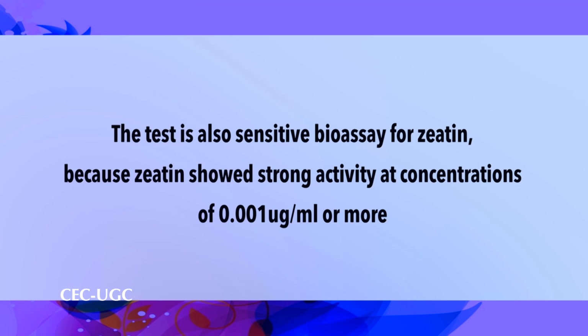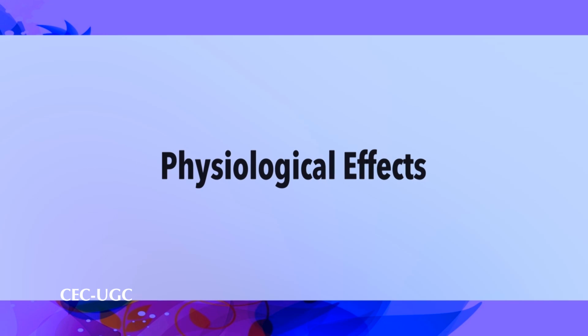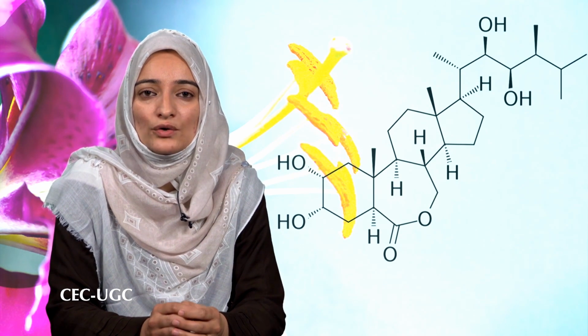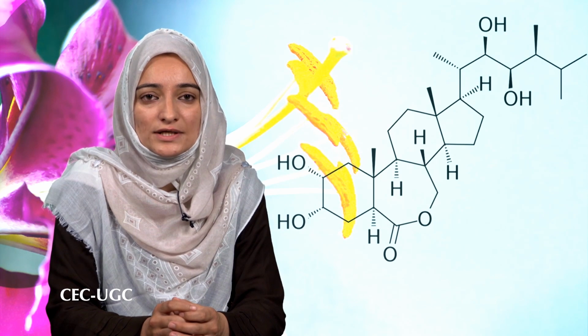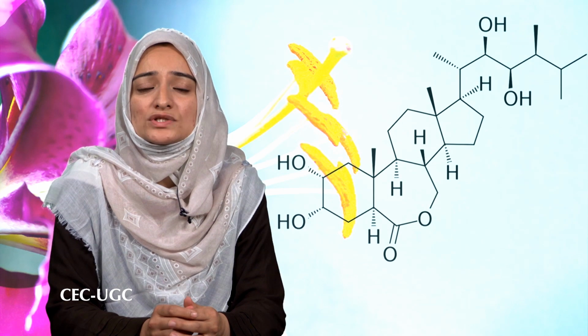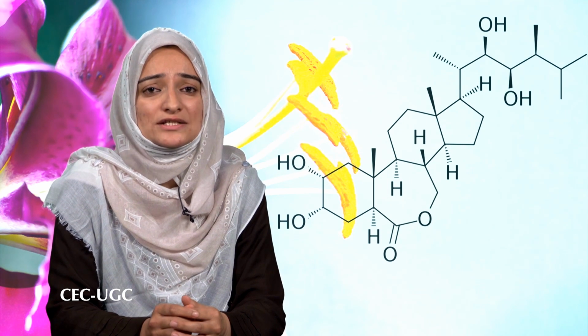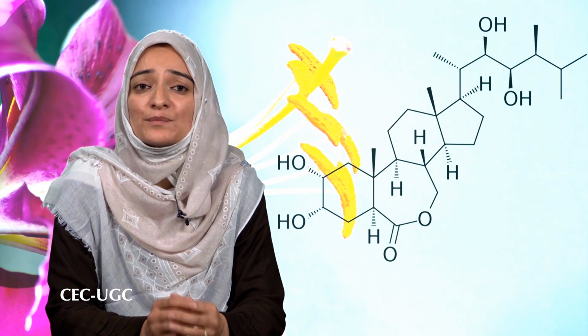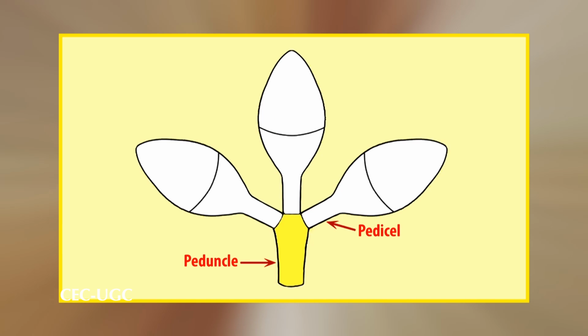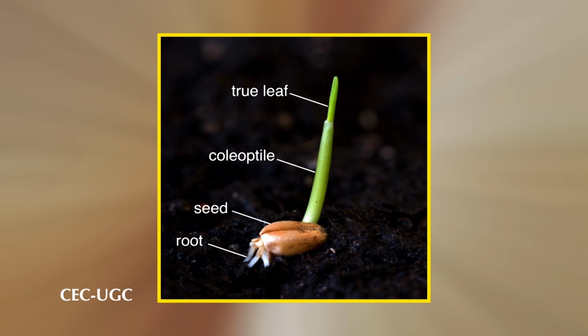Now, coming to the physiological effects of brassinosteroids. Brassinosteroids have been found to have the following physiological effects. First, stem and cell elongation. The most well-documented role of brassinosteroids is in promoting the elongation of stems, petioles and flower peduncles in dicots and of coleoptiles and mesocotyls in monocots.